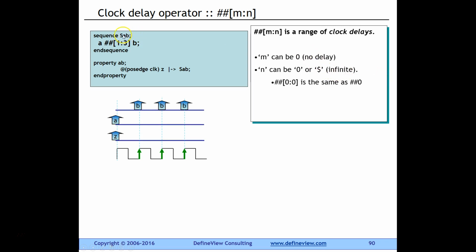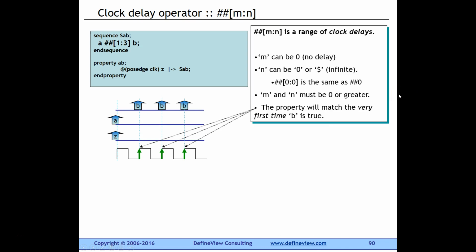And obviously, 0 colon 0 is the same as 0, what that means is both A and B should occur at the same time, which is no delay, 0 delay. And obviously, again, M and N must not be negative. The thing to notice in all the operators is when does the property pass, or when does the property become true, so to say.